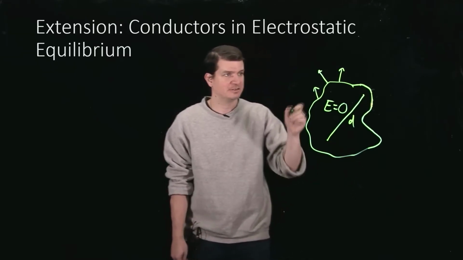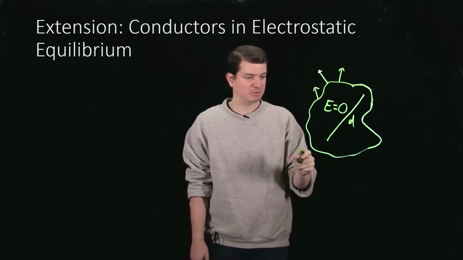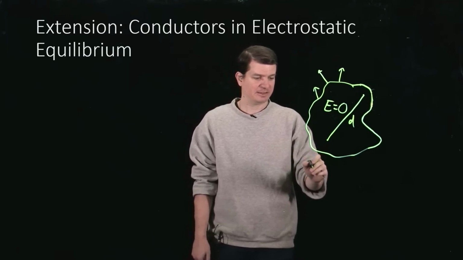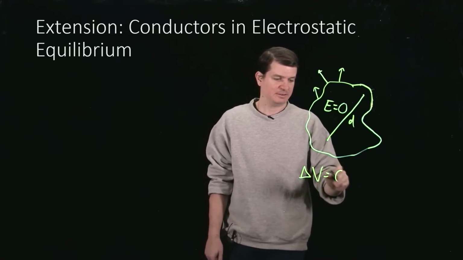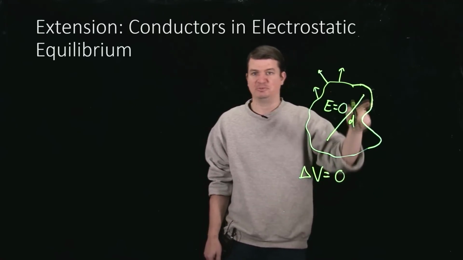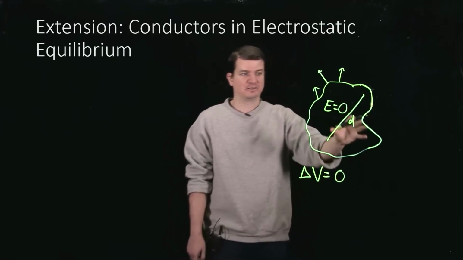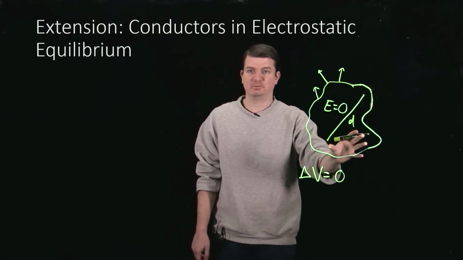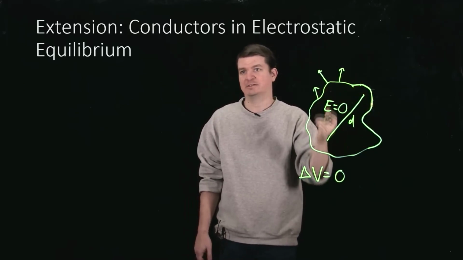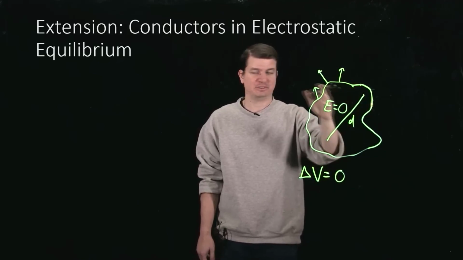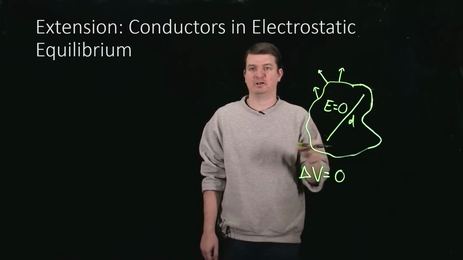So a very nice additional comment to make, besides the fact that E is 0 and everything is perpendicular, is the fact that V, or at least delta V, is 0 as you move along any point of this conductor. So a conductor in electrostatic equilibrium is an equipotential object, really. You could call it a surface, but it's really the whole three-dimensional thing of that conductor is all at the same potential.